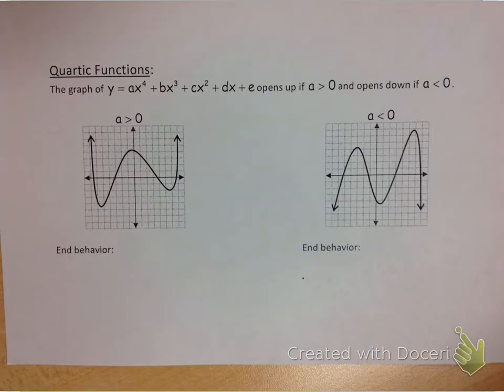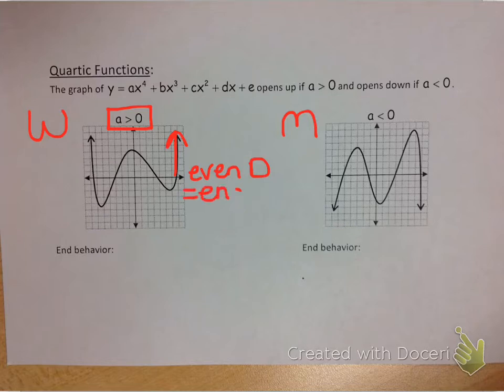When you have a quartic function, quartics look like a kind of bubbly looking W when they're positive, and they look like an M when they're negative. So the reason that it has that W or M look is because the right end is still controlled by the leading coefficient. So you see here a is greater than 0, so our right end is going up again. But what has changed this time is that our degree is even. It's an even number. And an even degree means that the ends go in the same direction.